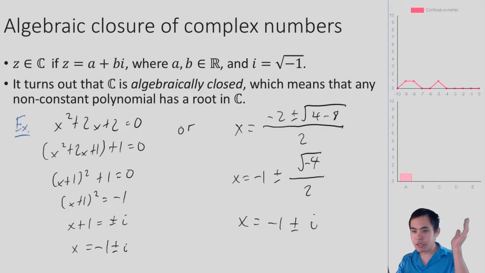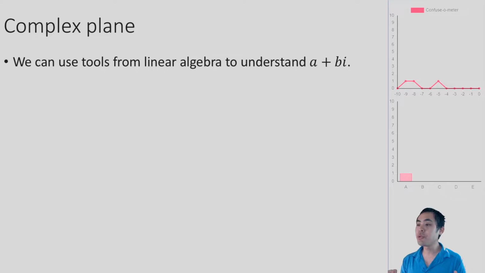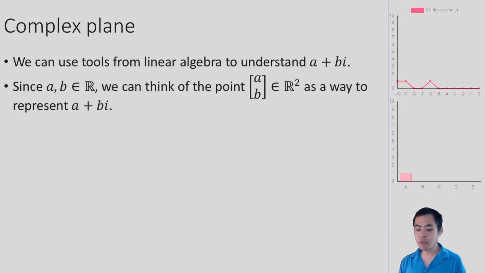But okay, I've done all this fancy algebra, but what does it all really mean? Well, luckily, because you have had a brief introduction to linear algebra, we can use the tools from linear algebra to understand a plus bi. Since a and b are both real numbers, we can think of the point (a, b) as a point in the plane. And this is a way that we often represent a plus bi.